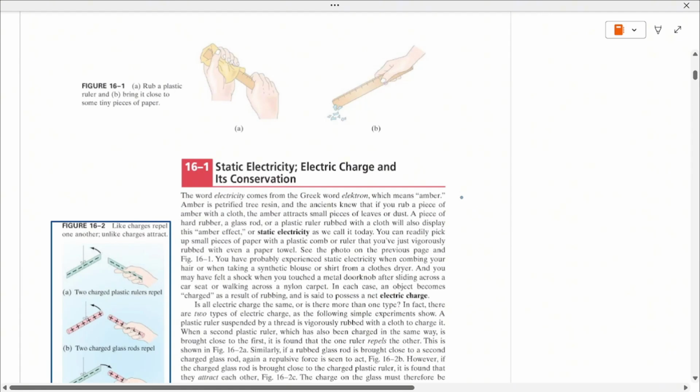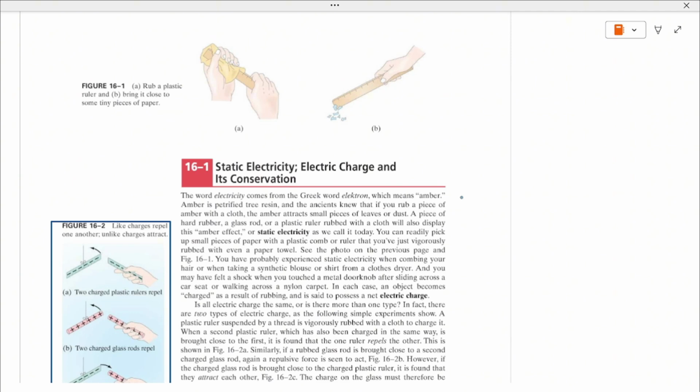So the word electricity comes from the Greek word electron, which means amber, and amber is petrified tree resin. The ancient Greeks knew that if you rub a piece of amber with a cloth, the amber will then attract small pieces of leaves or dust. This effect can be replicated with a piece of hard rubber, glass, or plastic ruler. And we call this effect static electricity.